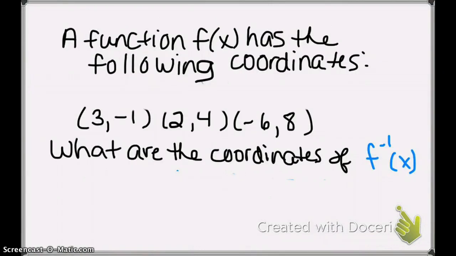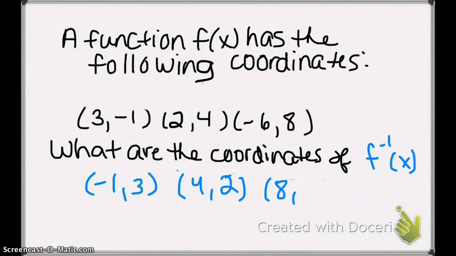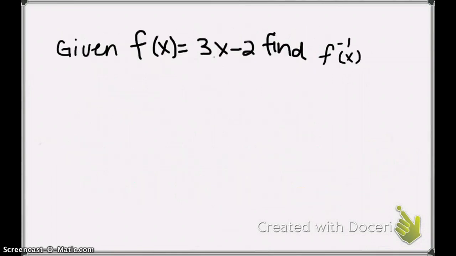So this is a coordinate problem. A function f of x has the following coordinates. What are the coordinates of the inverse function of x? All you have to do is swap your x values with your y values and your y values with your x values in each ordered pair. So negative 1, 3, 4, 2, 8, negative 6. All you do is swap the x and the y. And that's it. That's the answer. Pretty simple, so let's move on.